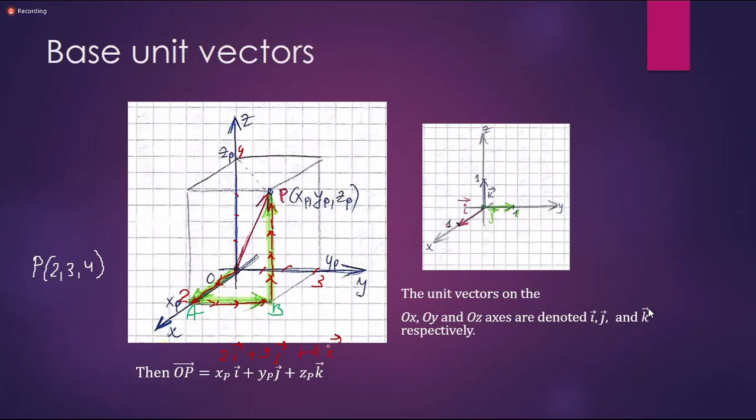so plus 4 unit vectors k, which actually means that these numbers, 2, 3, 4, are the coordinates of the point P. And we can also call them the coordinates of the vector OP. The coordinates of the vector OP are defined as the coordinates of its endpoint, if the starting point, of course, is at the origin, not in other situations.